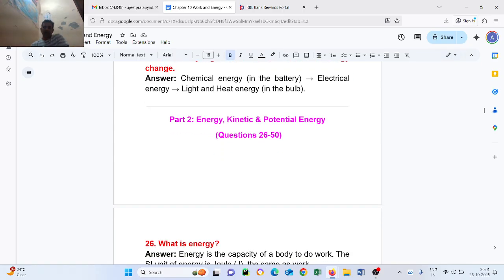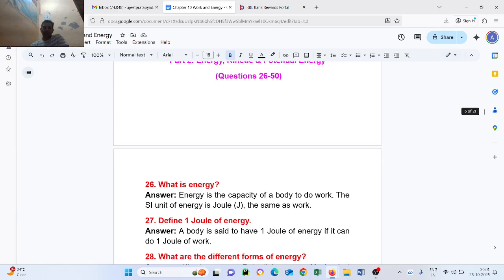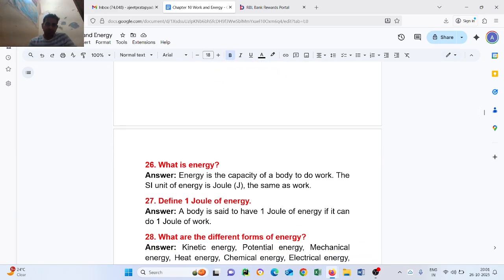Part 2. Energy, kinetic and potential energy. Question 26 to 50. Question number 26. What is energy? Energy is the capacity of a body to do work. The SI unit of energy is joule, the same as work.